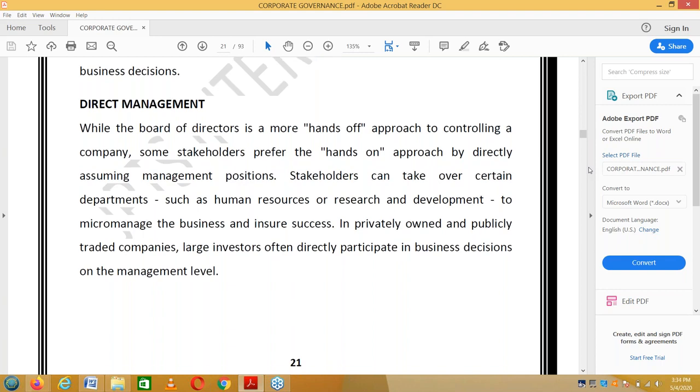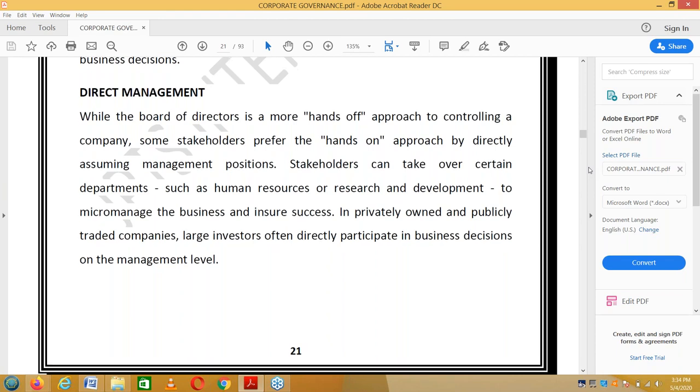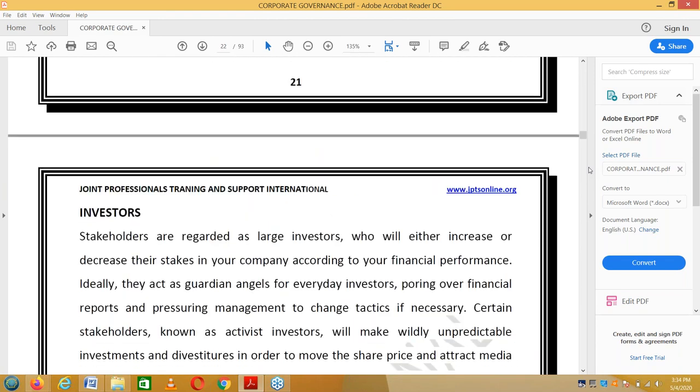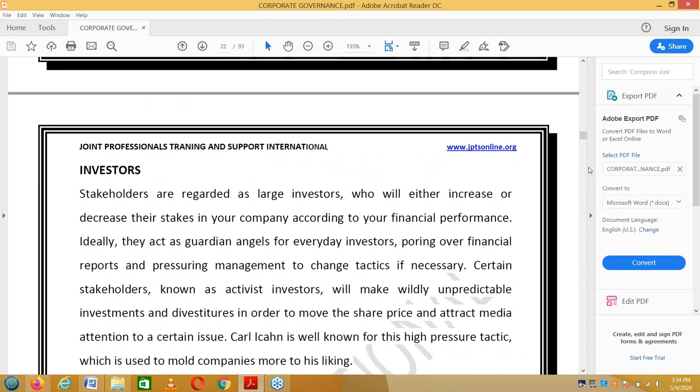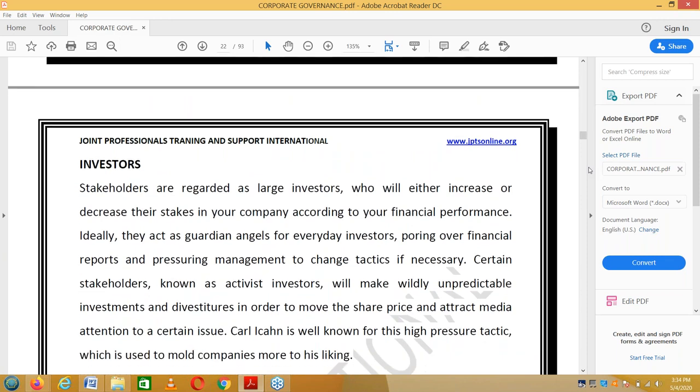In privately owned and traded companies, large investors often directly participate in business decisions at the management level. We have the investors. Who are the investors? They are the stakeholders. We call them large investors, who will either increase or decrease their stake in your company according to your financial performance. If the company's financial performance is improving, an investor can decide to increase its stake within the company.